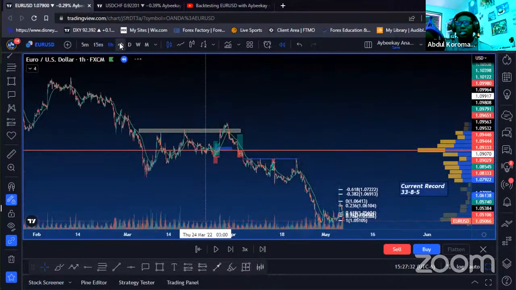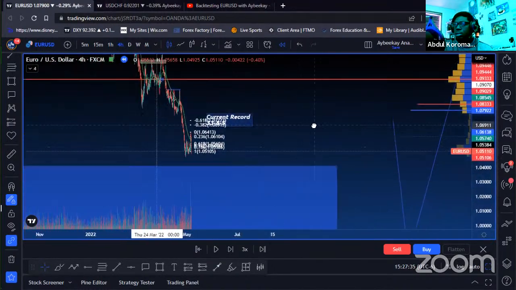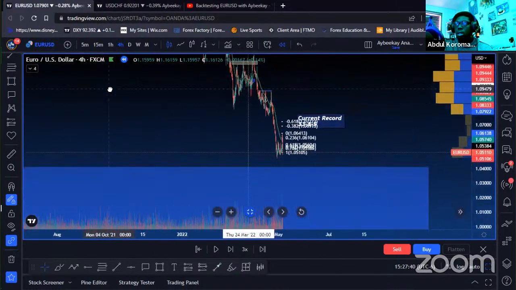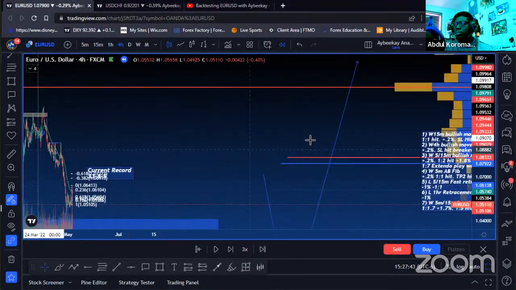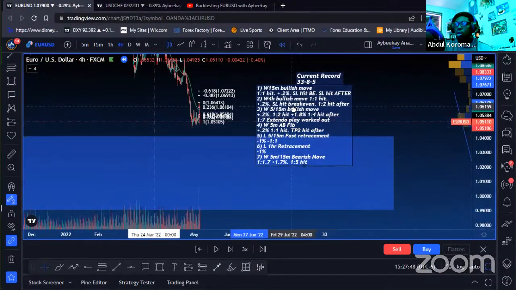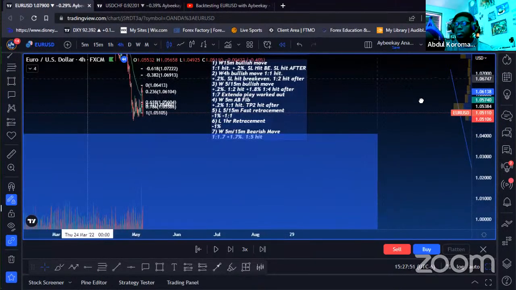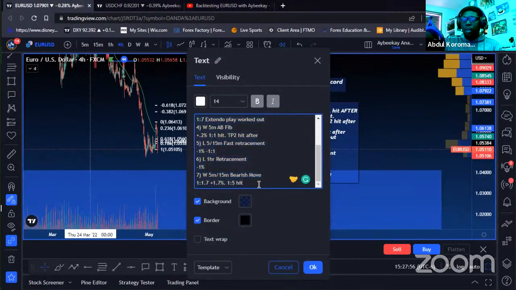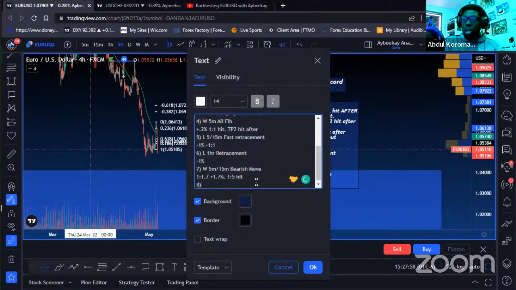Where is my list? There it is. Okay, so 8th trade is a loss. So currently we have 5 wins and 3 losses. 8 trades. Hold on, minus 1%.